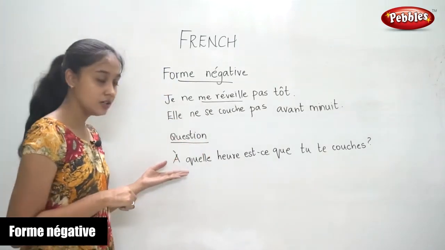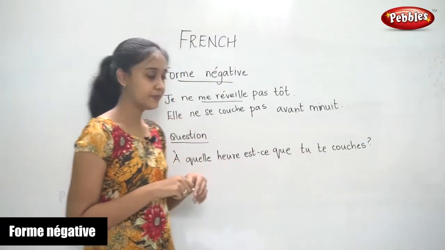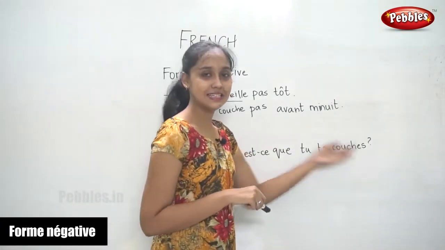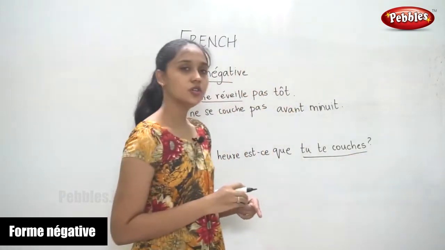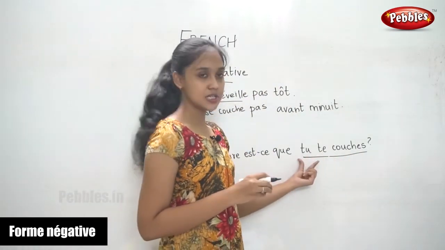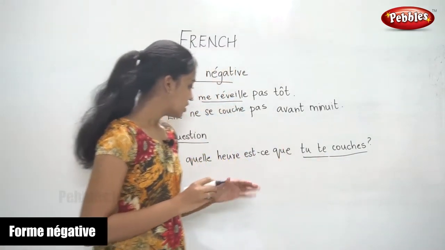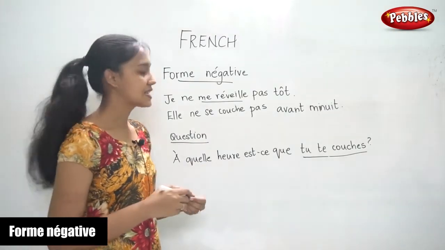So, the question: à quelle heure est-ce que tu te couches? At what time is it that you sleep? Tu te couches. So, here we see tu te couches. Tu is the subject and it is conjugated for tu. So, this is how you write a question using the reflexive verb.